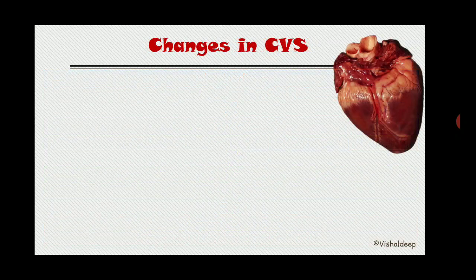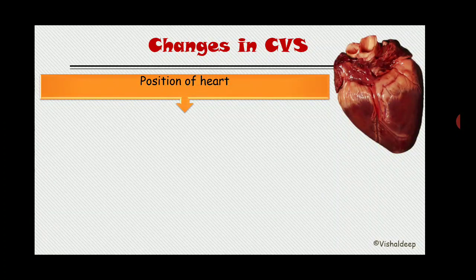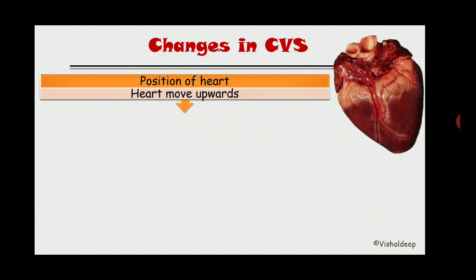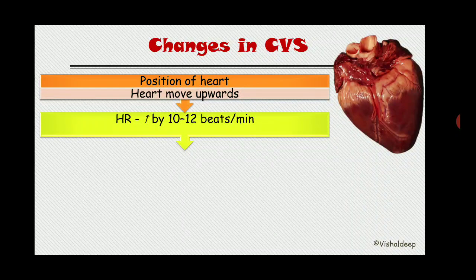So what are the changes in the cardiovascular system? As far as the position of the heart is concerned, as the fetus grows, the entire uterine cavity will enlarge and push all the abdominal contents upward, so the heart will be moved upward. As far as the heart rate is concerned, heart rate is increased by 10 to 12 beats per minute, and cardiac output will also increase to 5 to 7 liters per minute. Both of these happen due to increased blood volume.